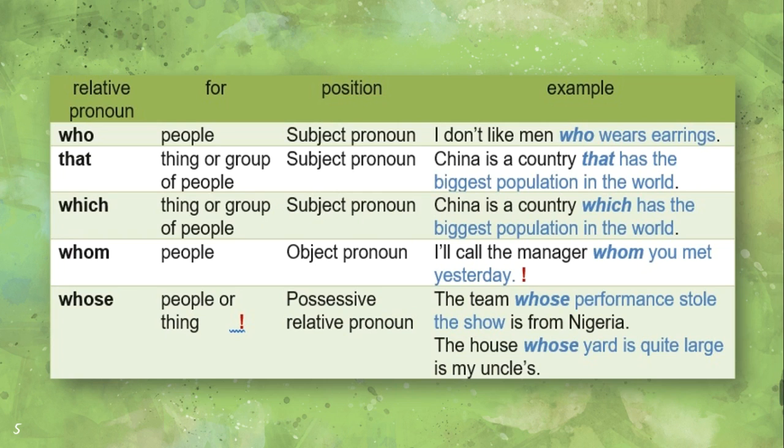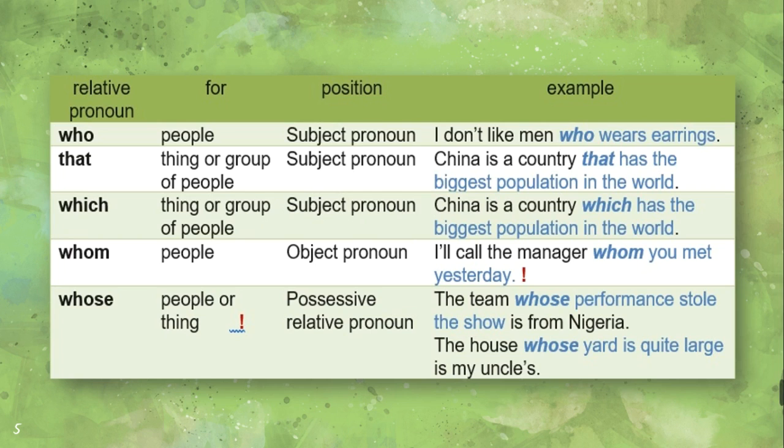The next relative pronouns, that and which, have almost the same function and position. That and which are both used for thing or group of people. It is also to explain the subject pronoun. Let's see the example. China is a country that has the biggest population in the world. Or China is a country which has the biggest population in the world. The clauses after that and which are both to modify the noun country.